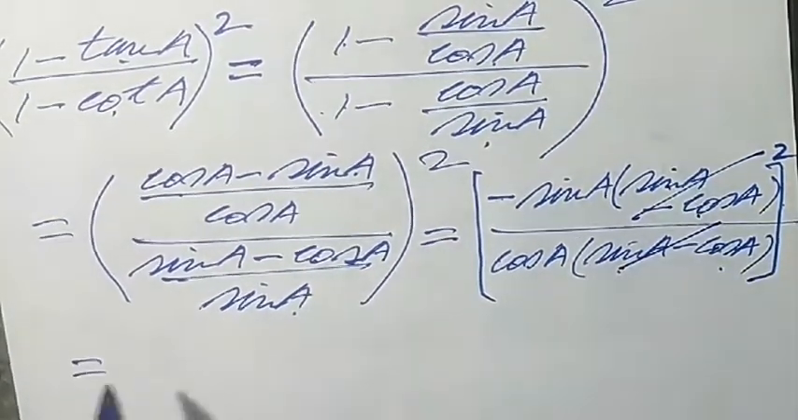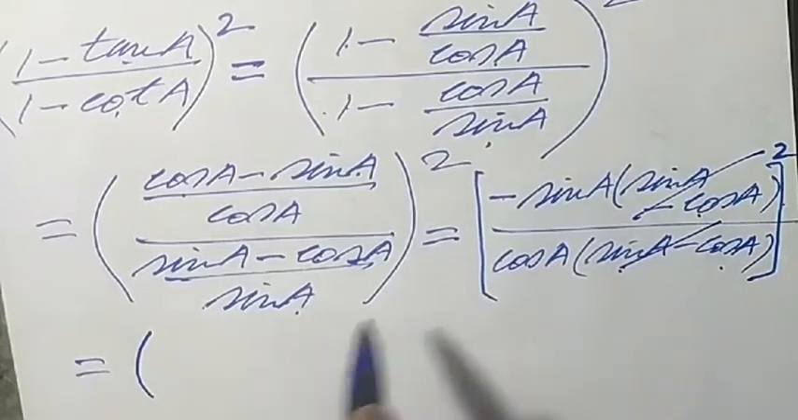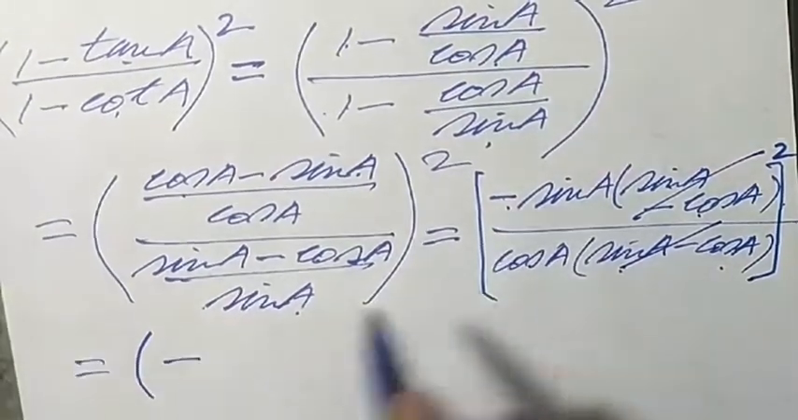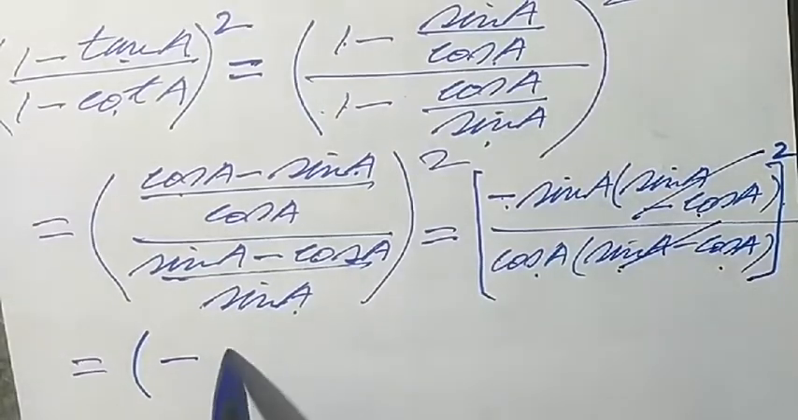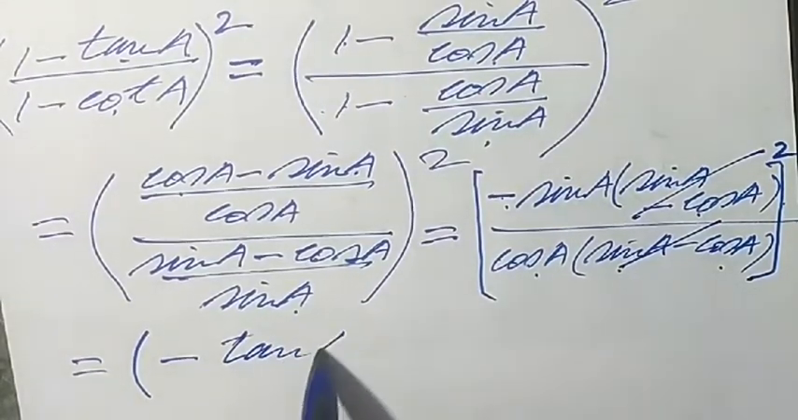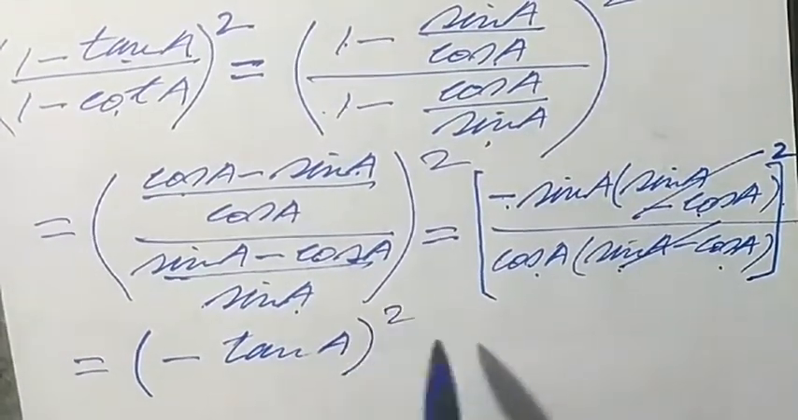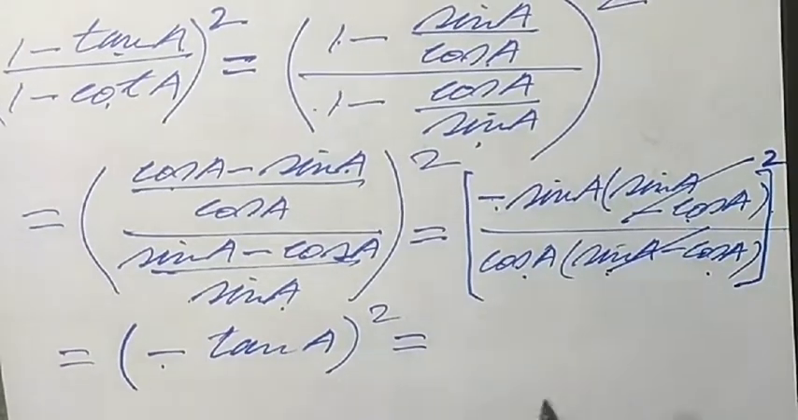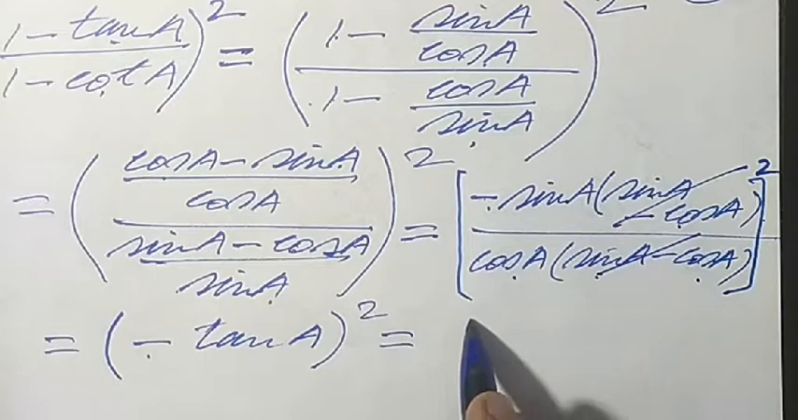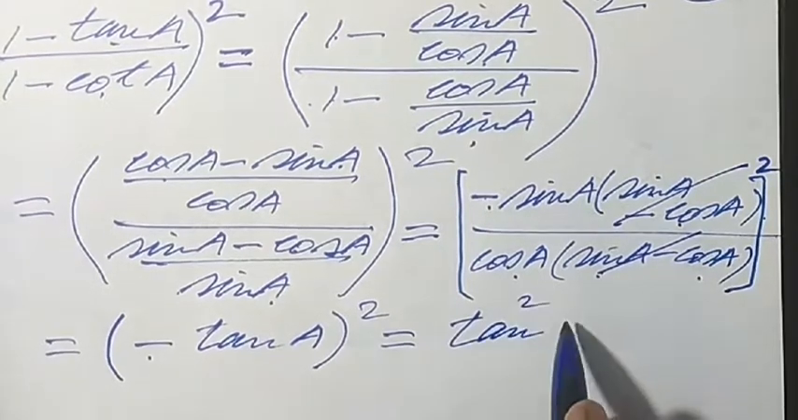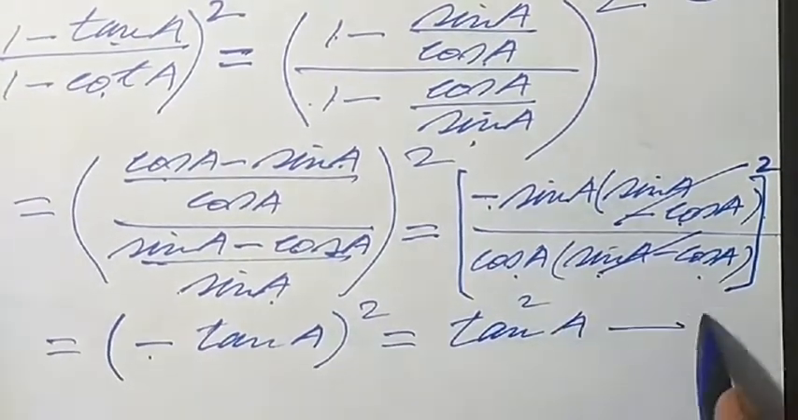leaving inside minus sin upon cos, which is equal to tan. So minus tan A whole square, and squaring we get tan square A, because square of minus 1 is plus 1. So it becomes tan square A. Let it be equation number 2.